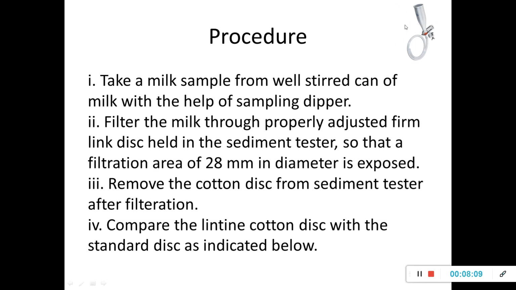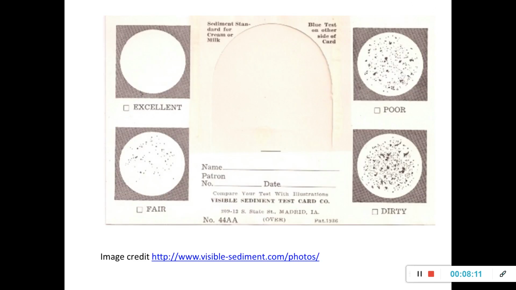Now where is the standard disc? This is the standard disc. Each company has a different standard disc. According to that, if you can see the indications, it can be excellent, fair, poor, or dirty. Based upon this, you can say the quality, or the level of sediments, which have been found in the milk. Hope this is clear to you.